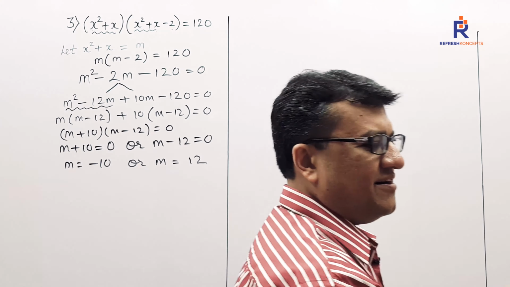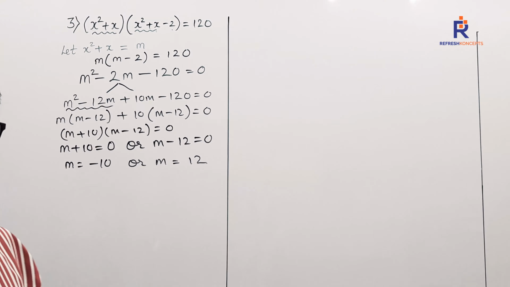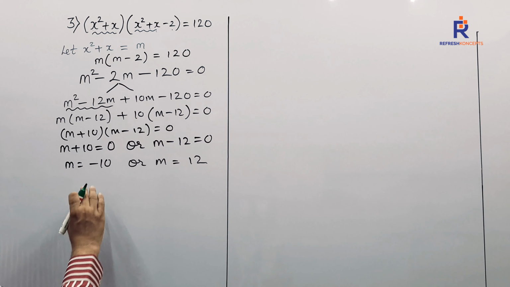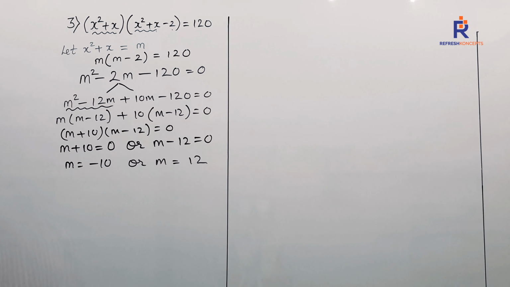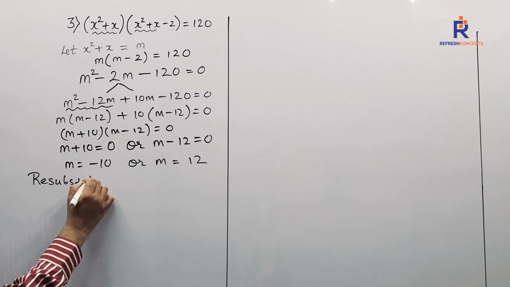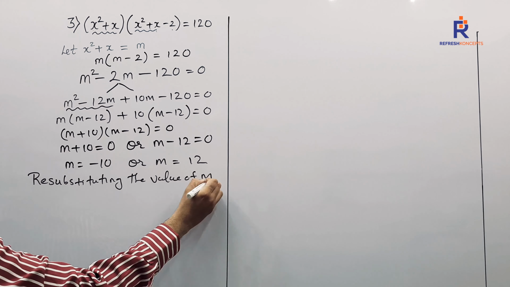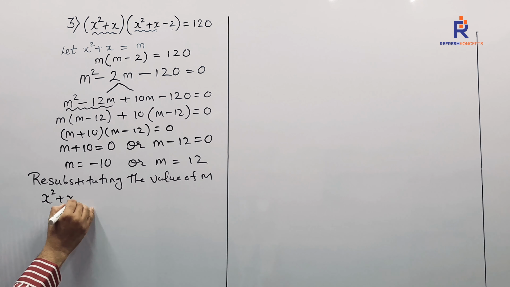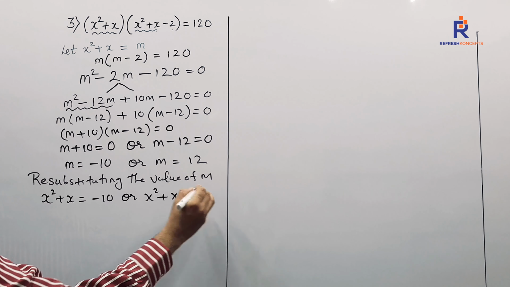Now, I think there are a handful of students who might be thinking that, do we need to discard any negative value? Is there any condition? No children, nothing to discard. We are yet to go for resubstitution because we have got the answer in terms of m. Our actual variable was x. So as we did in the previous two sums, we go for resubstituting the value of m. So what is m? This time it is x square plus x. X square plus x is equals to minus 10, or x square plus x is equals to 12.